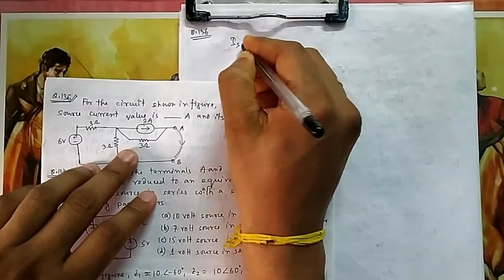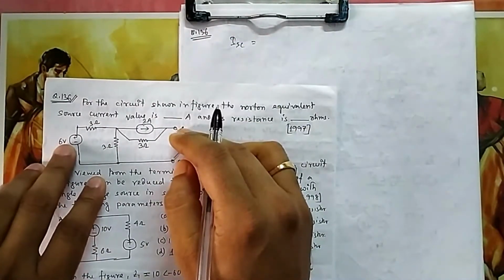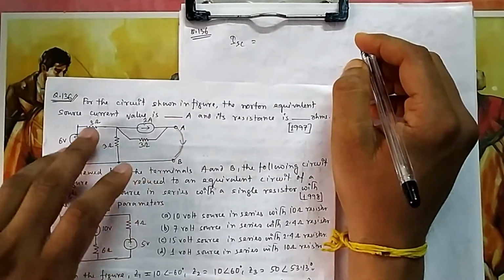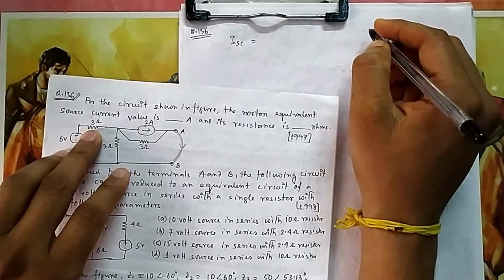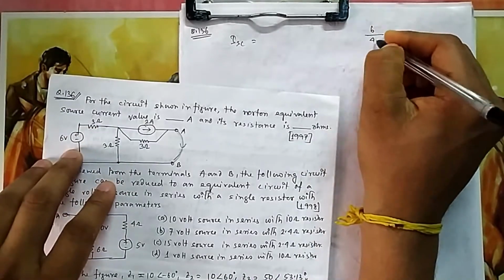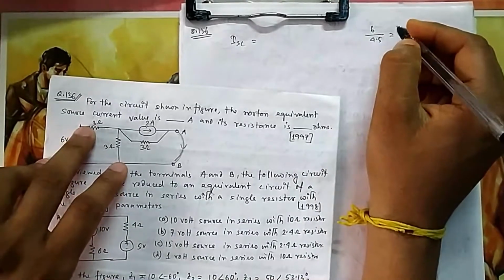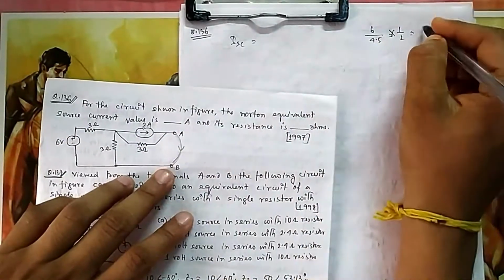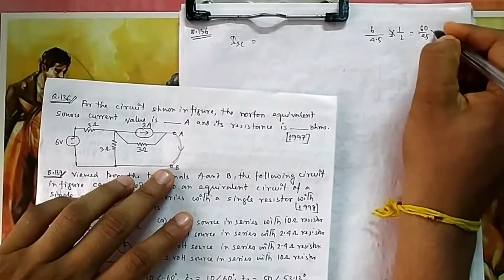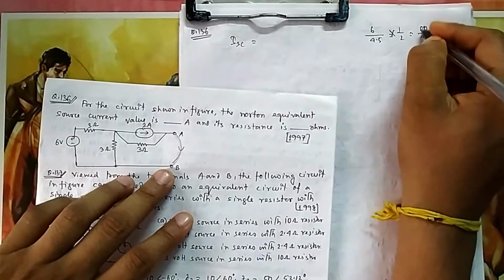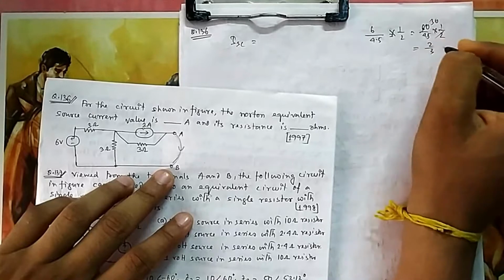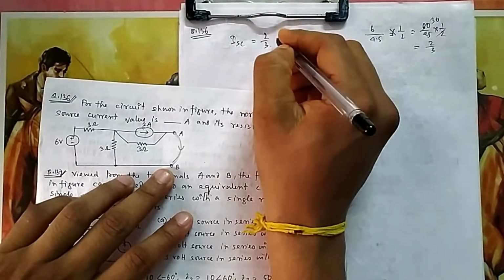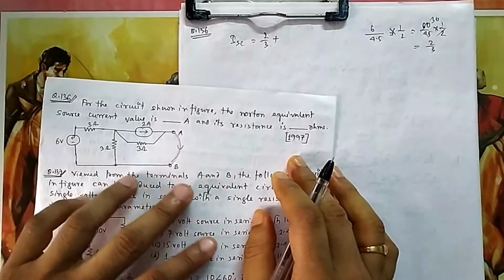So ISC has two parts, one is due to this. Due to this, 3 and 3 in parallel is 1.5, which is in series with 3, that is 4.5. So the total current will be 6 by 4.5, and half of this flows through this branch. So it is 60 by 45 into half, which will be 30, that is 2 by 3. So you will have one current that is 2 by 3, plus another current.